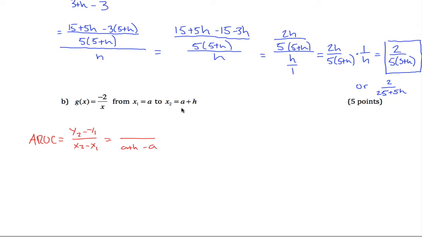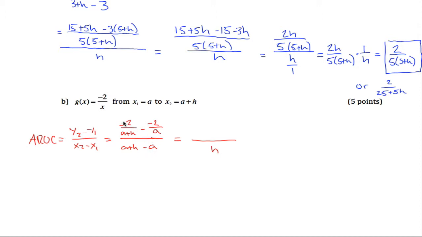y2 is what I would get if I put a plus h into this function. In other words, it's negative 2 over a plus h. And y1 is negative 2 over a. So to figure out the average rate of change now, it's this thing I want to simplify. In the denominator here, a plus h minus a, it's just h. This a and this negative a cancel out.